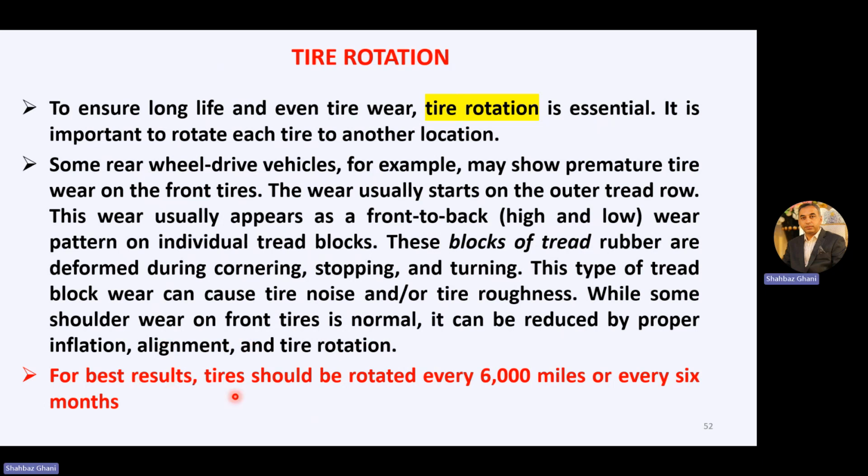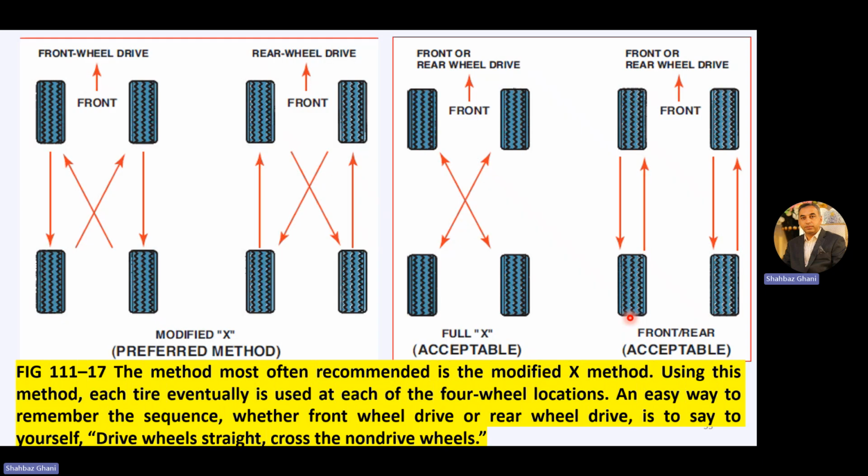For best results, tires should be rotated every 6,000 miles or every 6 months. Tire rotation is a maintenance phenomenon. We have to rotate the tire from one location to another after 6,000 miles or after every 6 months. So in which manner or which pattern can you rotate the tires? Let's see the front wheel driven vehicle.